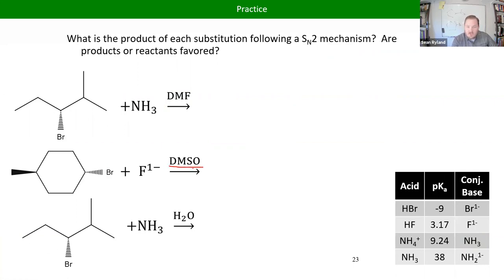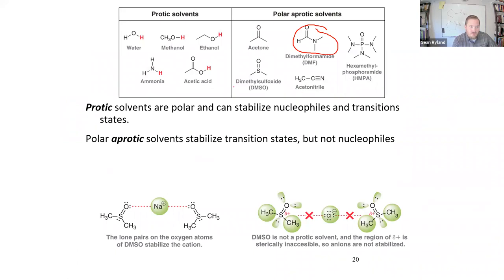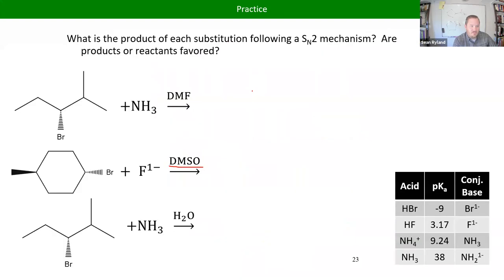DMSO. Again, I don't expect you to know that off the top of your head, but if we go back and look at our polar aprotic solvents, DMSO is dimethyl sulfoxide, which fits into our category of polar aprotic solvents. So that means fluorine is going to come in backside attack. Bromide leaves. We're going to wind up with this, our product plus bromide.